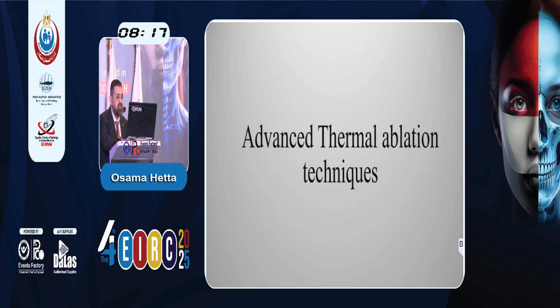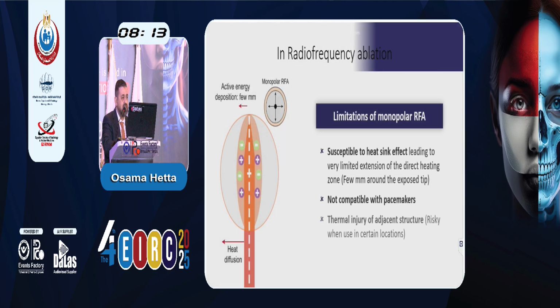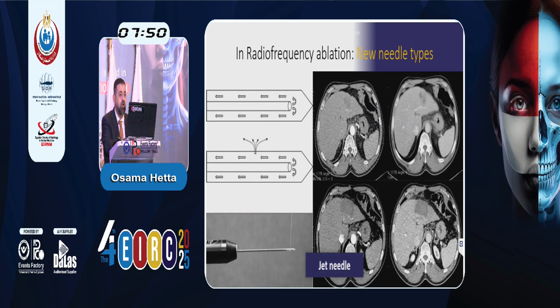What are the advanced thermal ablation techniques? Basically, we have monopolar radio frequency with ionic agitation and frictional heat, as you all know, but monopolar radio frequency has some limitations: the heat sink effect, it's not compatible with a pacemaker, and there is possible thermal injury when the lesion is in special sites near the common bile duct, the bowel loops, and so on.